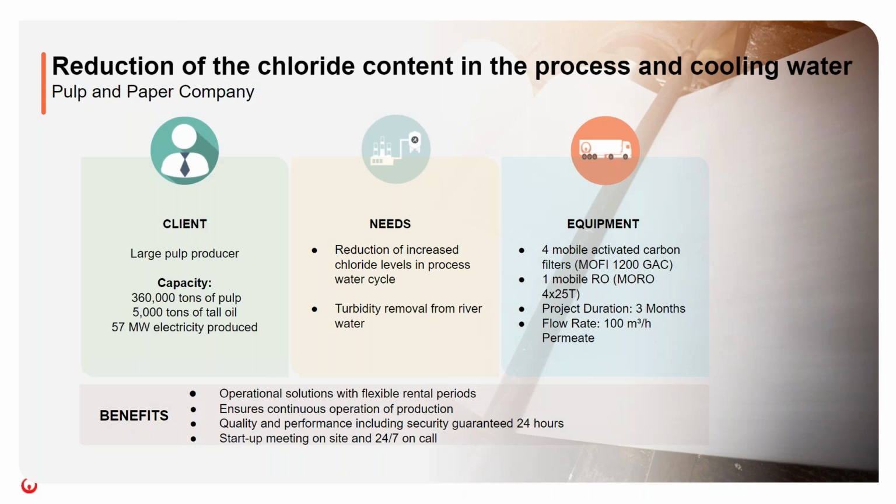This pulp and paper company required 2 different systems. One of them was to treat their river water, and the other was to remove or reduce chloride levels for an interim period of about 3 months. Those 2 streams were then combined to fulfill both the process and cooling tower requirements for the facility.